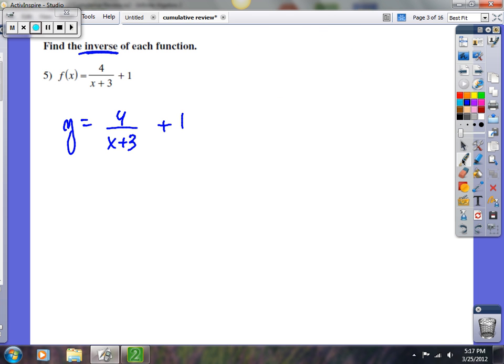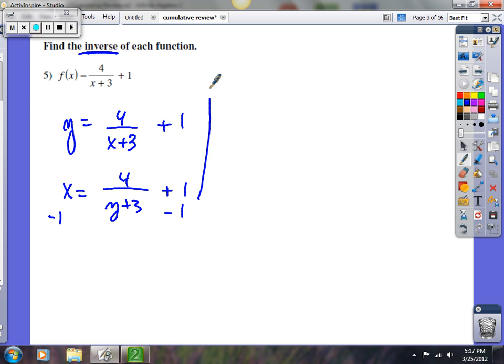So in the next step of this, we're going to interchange your x and your y. So it's going to be x equals 4 divided by y plus 3, plus 1. And now you just undo everything and solve for y. Get y all by itself. So move number 1, let's undo this plus 1. So minus 1 from both sides.